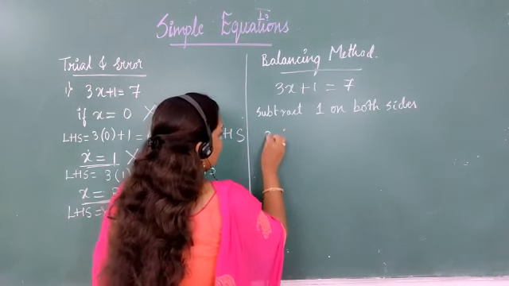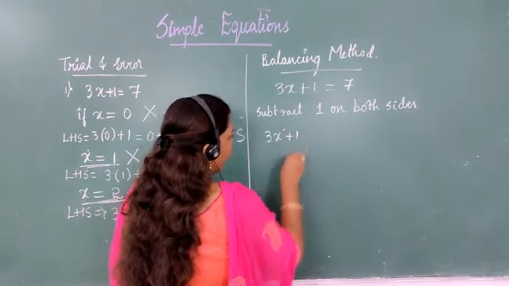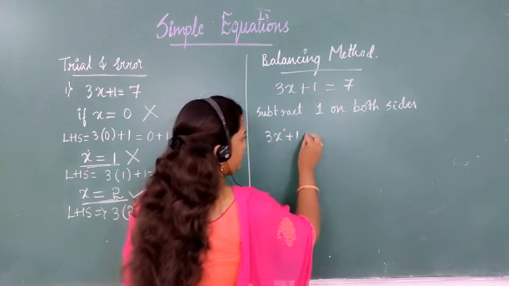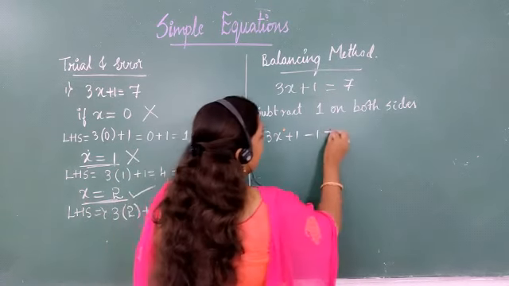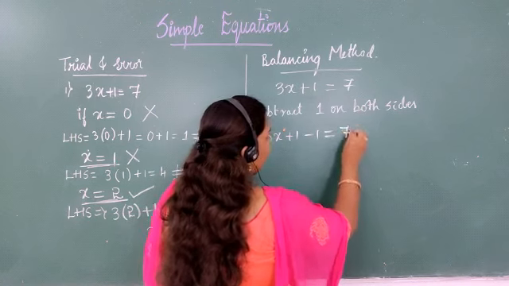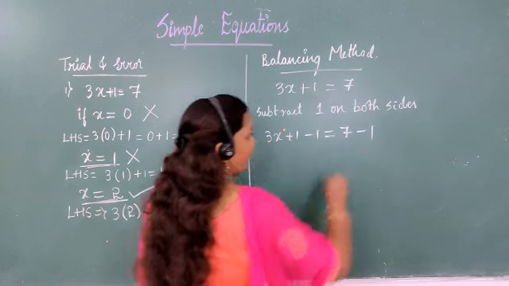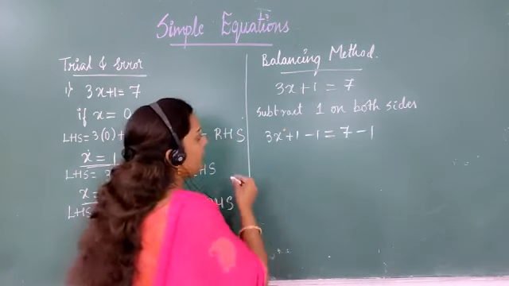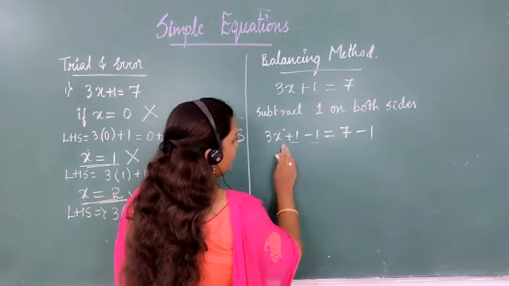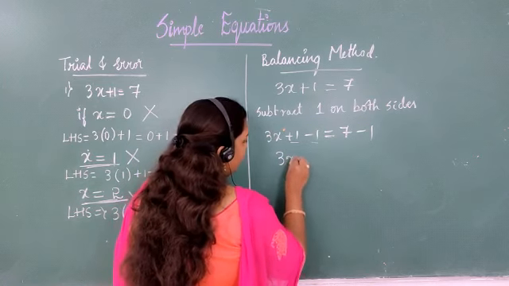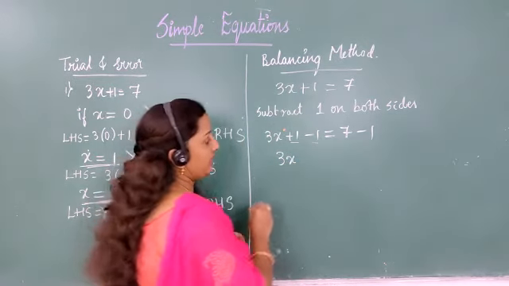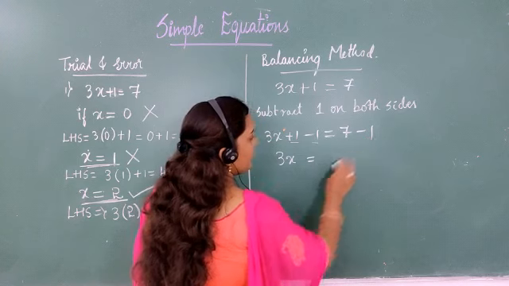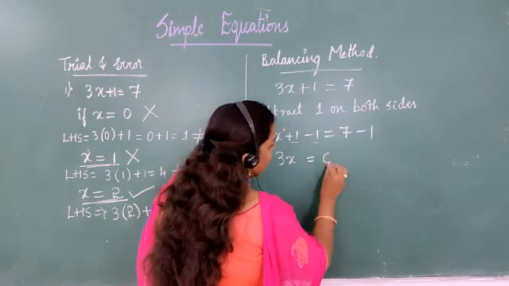So I will get 3x plus 1. So I have to subtract 1, right? So minus 1 is equals to 7, and again here also I have to subtract 1. Subtract minus 1 on both the sides. Okay. So plus 1 minus 1 is 0, right? So I will get only 3x in the left side is equals to 7 minus 1 is 6.